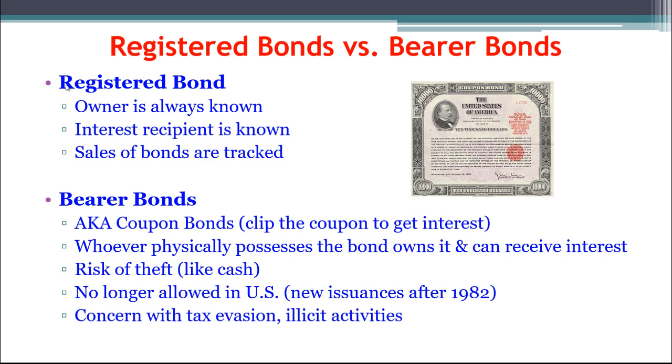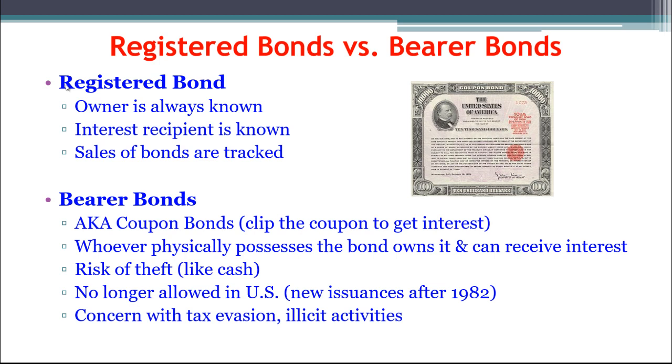Whoever physically possesses those bearer bonds has the asset, and they also get the interest. So there's a big risk of theft, first of all, just like cash. If you have a lot of these on hand and somebody steals them, you may not be able to get them back as easily, and the company would be paying interest and principal to that other party.